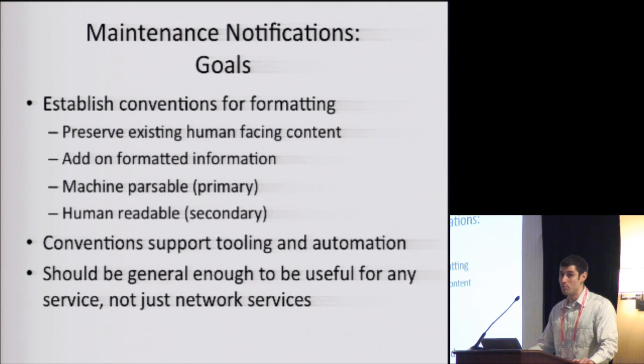We also want it to be human readable. We want that formatted information to be something that you can easily tell is correct if you're the person working on generating it, or that your program is properly consuming it if you're on that end of things. And we want all of this to support tooling and automation. And we want it to be something that's general. We don't want it to be so specific that it only makes sense within the world of networking. We want it to be useful for other services like virtual machines or things of that nature.